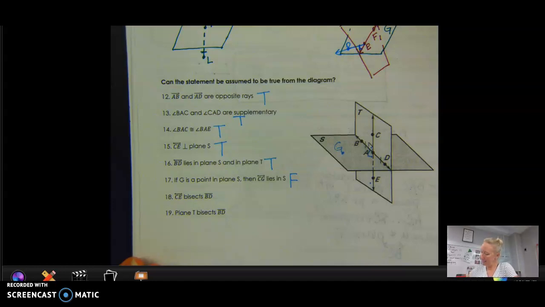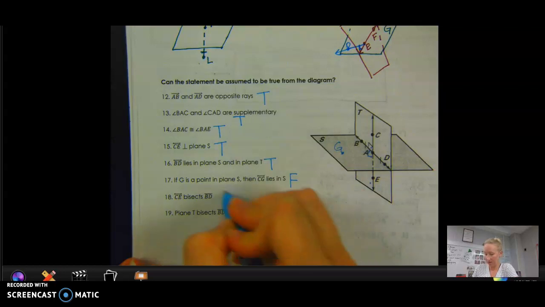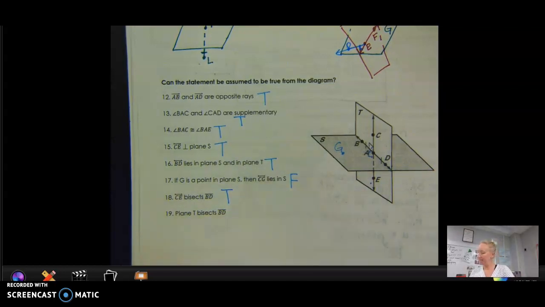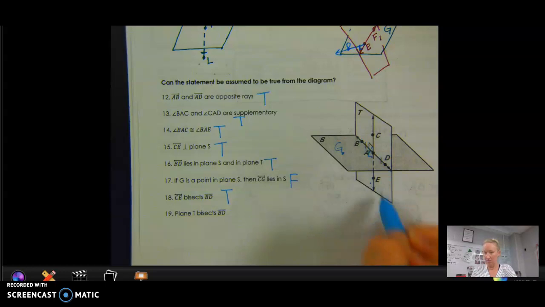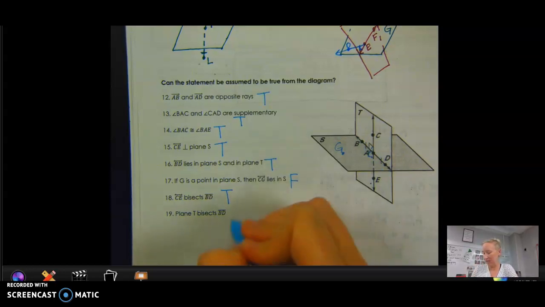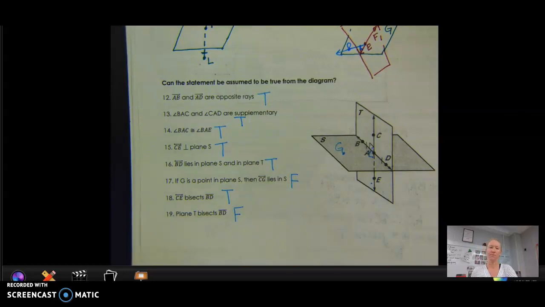CE bisects B to D, and that is true because do you guys see the little markings there? So that one would be true. Plane T bisects B to D. Plane T? No. Plane T goes through the entire B to D. So B to D lies on plane T, so it can't bisect it. So that one would be false also.